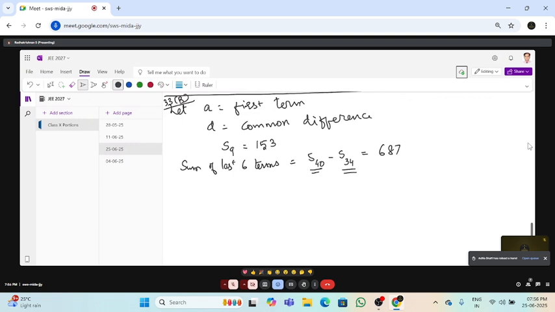So let A be the first term and D be the common difference. Now S9 is 153 and S40 minus S34 is 687. Find out A and D. A and D and what else? And S40, right?